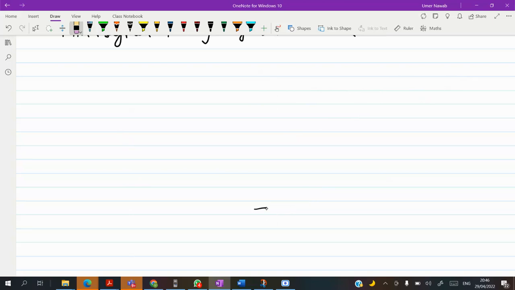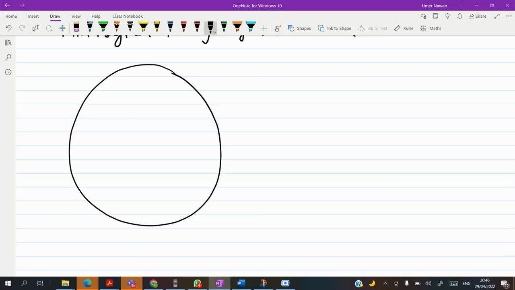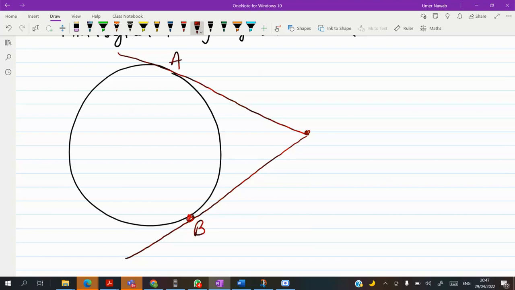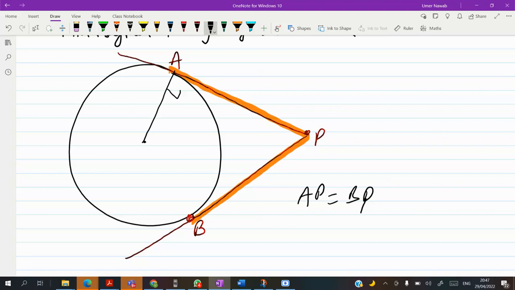Next property, guys, if you have a circle and there is a point outside the circle, you can draw two tangents from it, one and two. So there are two tangents. This is A, this is B, and this is P. As per the rule, the tangents have the same length. AP is equal to BP, same length. Second thing is, this is 90 degrees, and this is also the radius.